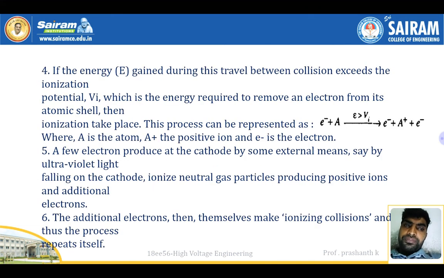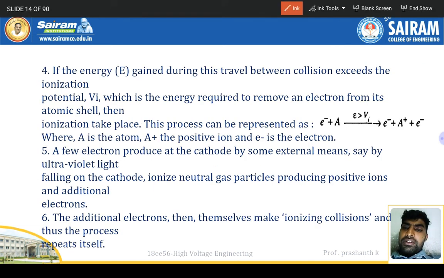If you consider a low pressure gas column in which an electrical field E is applied across two plane parallel electrodes, and the energy epsilon gained during travel between collisions exceeds the ionization potential Vi, which is the energy required to remove an electron from its atomic shell, then ionization takes place. This process can be represented as electron plus A, epsilon greater than Vi, gives A plus plus 2 e negative, where A is the atom, A plus is the positive ion, and e is the electron.